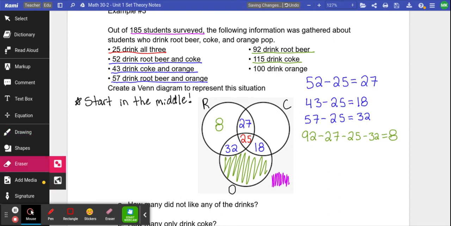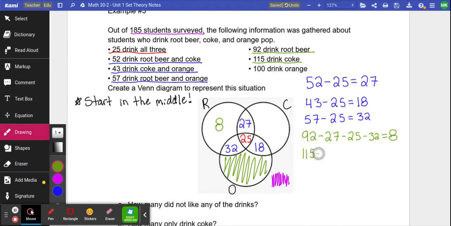To figure out who only drinks Coke, you need to take 115 and subtract all the other people that are inside the Coke circle already. So subtract 27, subtract 25, subtract 18, and that will tell you how many people only drink Coca-Cola. If you put that in your calculator, 115 minus 27 minus 25 minus 18, for a total of 45 people who only drink Coke.